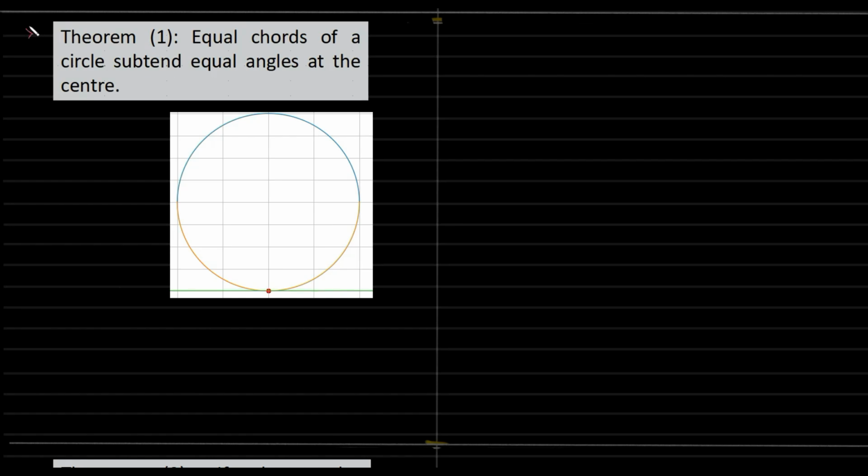So let's look into the theorem which is associated with the word subtend. Equal chords of a circle subtend equal angles at the center. Okay, let me explain it this way.